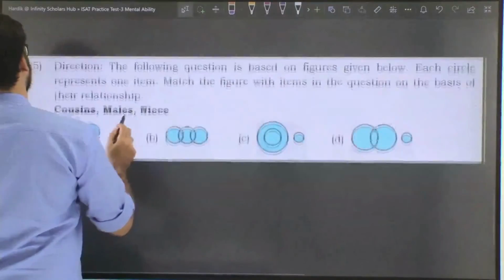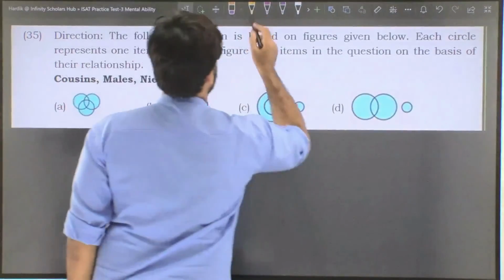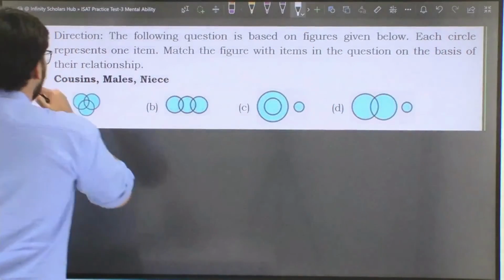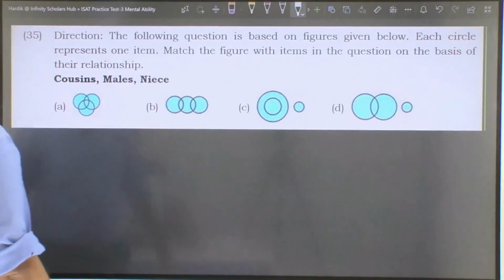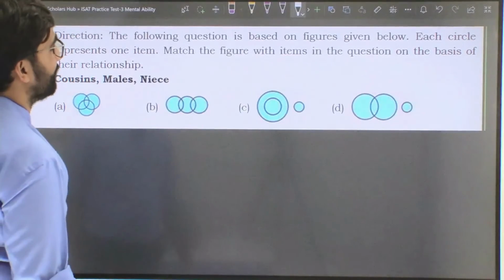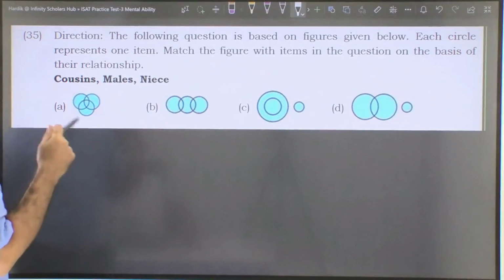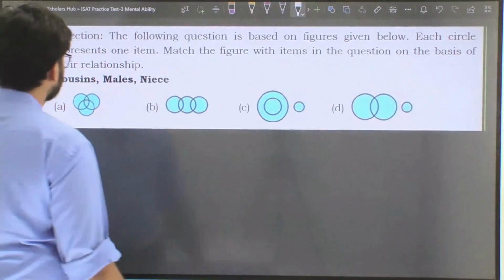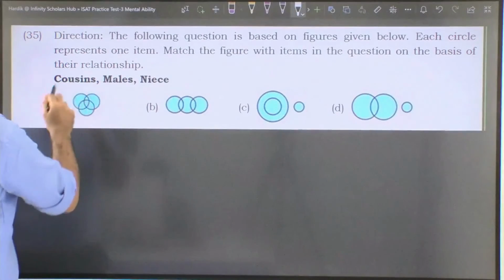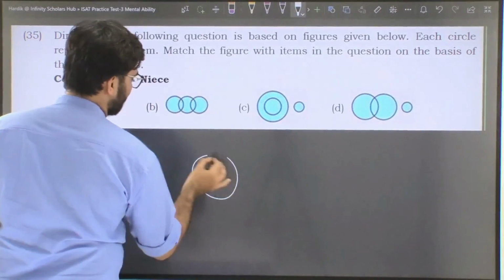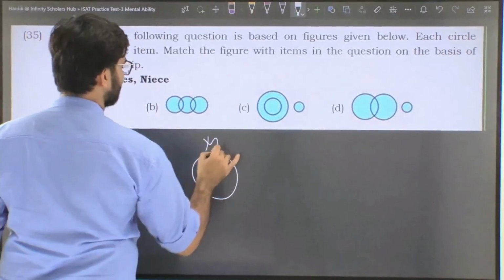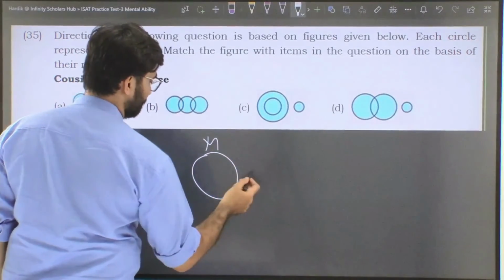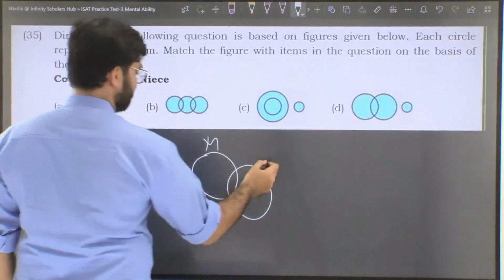Let's move on to the next question then, 35th question, which is the last question of this practice test. In this, what is given? See, the following questions are based on the figure given below. Each circle represents one item. Match the figure with items in the question on the basis of the relationship. Okay. So see, cousins. Now see, if this group represents males, right? If this is males, there are many males who are cousins of someone or the other, right? So this is cousins.